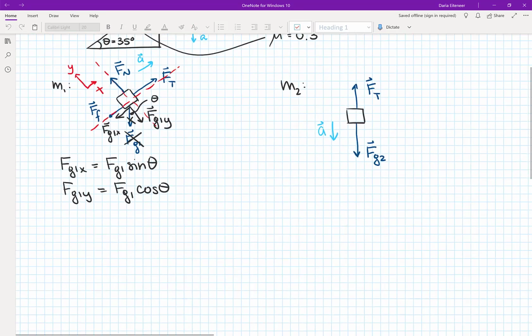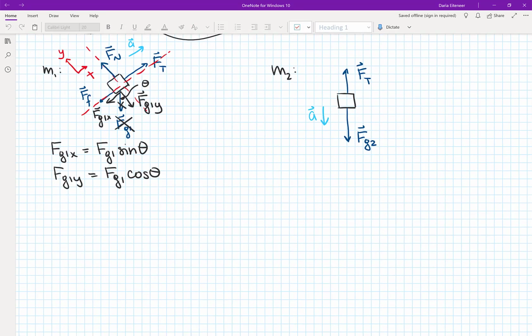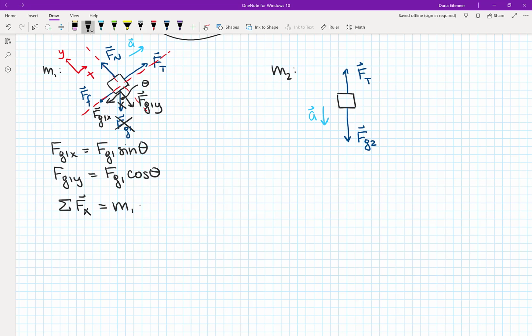Okay, so let's write down Newton's laws. Here, again, you should be comfortable doing this by now. For this first object, sum of all forces in the x direction is equal to m1a, and sum of all forces in the y direction is equal to 0. For the second object, we don't have x, so we only need to worry about y, and that's equal to m2a.